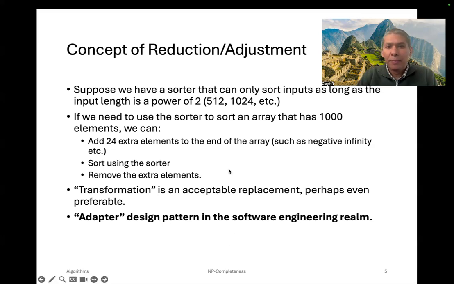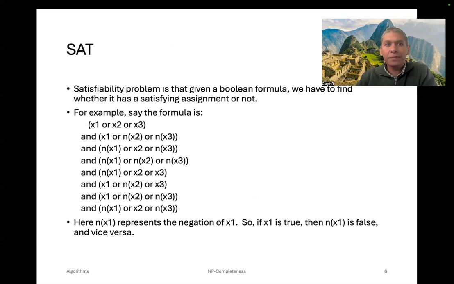And here's a little example. Let's suppose we have a sorter that can only sort inputs as long as the length of the input is a power of 2. Now, if we have to use the sorter to sort, let's say, 1,000 elements, but our sorter can only solve 1,024, that's fine. We can play a little game here by adding 24 extra elements that are either negative infinity or positive infinity, use the sorter, and then remove them at the end. These are the kind of transformations or adapters that we would often build. And that's the concept of reduction here.